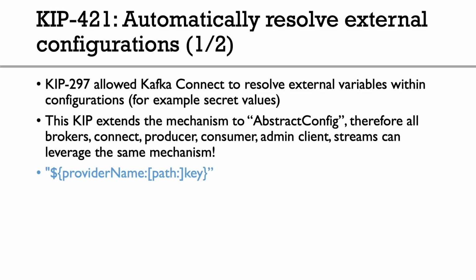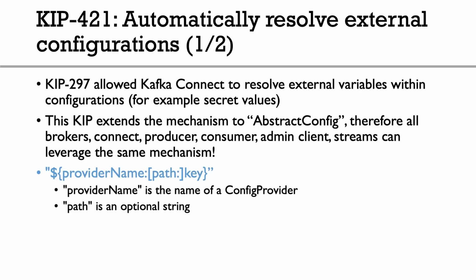So how does that work? Well, you have this way of writing things, which is $, you open a bracket, provider name, path, key. And when you use this, you're able to resolve an external configuration. Provider name can be the name of a config provider. It could be whatever you want. It could be AWS, it could be Vault, it could be, I don't know, a file on the system. Path is an optional string that you can pass as a parameter to the provider, and key is a required string to provide the information around the key you're trying to get.